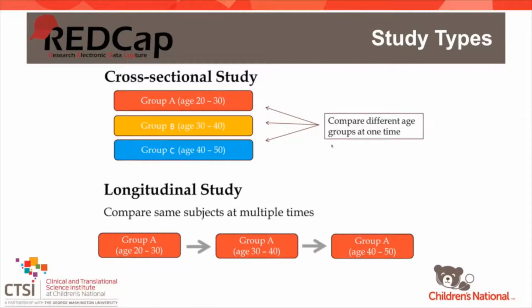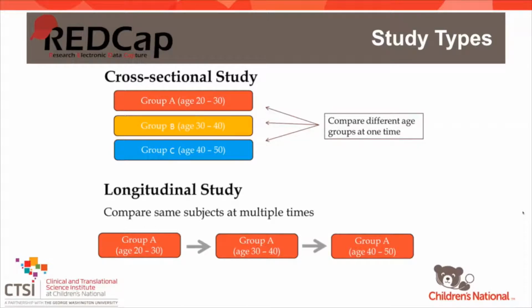So you can have an instrument repeat multiple times so that you can look at changes over time. That could be within a project that has some forms that repeat and some forms that don't. So for instance, you might do an initial physical exam for somebody, and then you might send them monthly follow-up surveys about certain health outcomes.